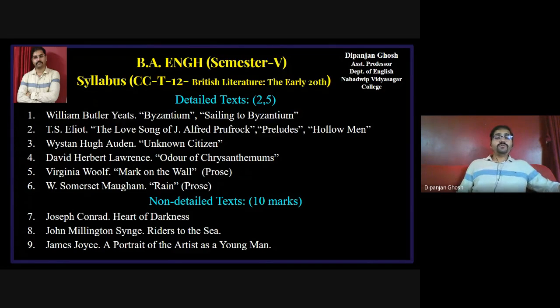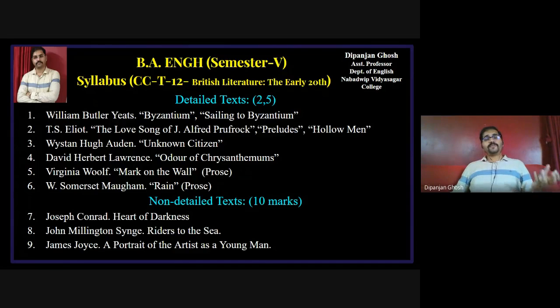The fourth text is Odour of Chrysanthemums by D.H. Lawrence. This is very famous because this particular text was used for ICSE and CBSE in the earlier version. And then you will find there are two prose works. One is Virginia Woolf's The Mark on the Wall, which is very significant, and Somerset Maugham's Rain.